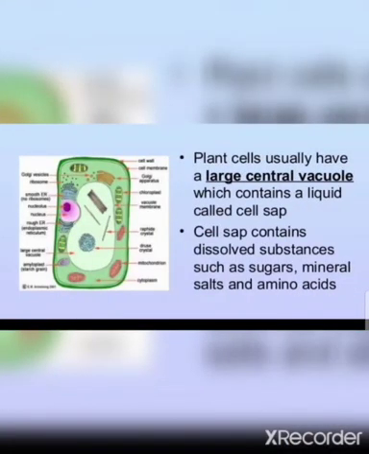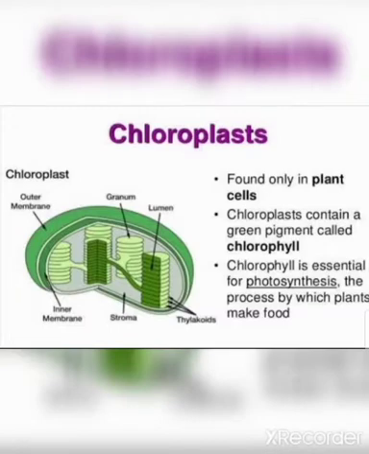Then here comes the vacuole. The vacuole is a bag-like structure in the center of the cytoplasm. It takes up most of the space inside the cell and contains a solution of sugar and salts. This solution is called the cell sap. The cell sap pushes the cytoplasm up against the cell wall to keep the cell rigid. So plant cells usually have a large central vacuole which contains a liquid called cell sap. Cell sap contains dissolved substances such as sugar, minerals, salts and amino acids.